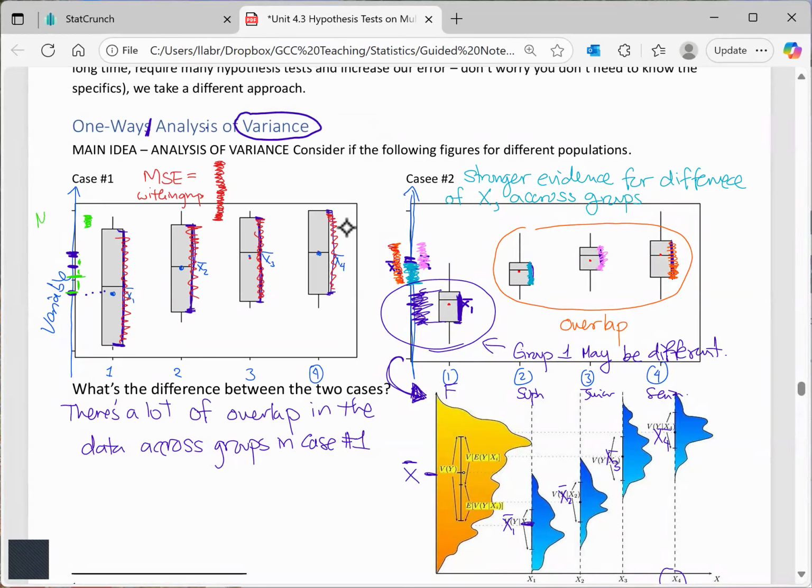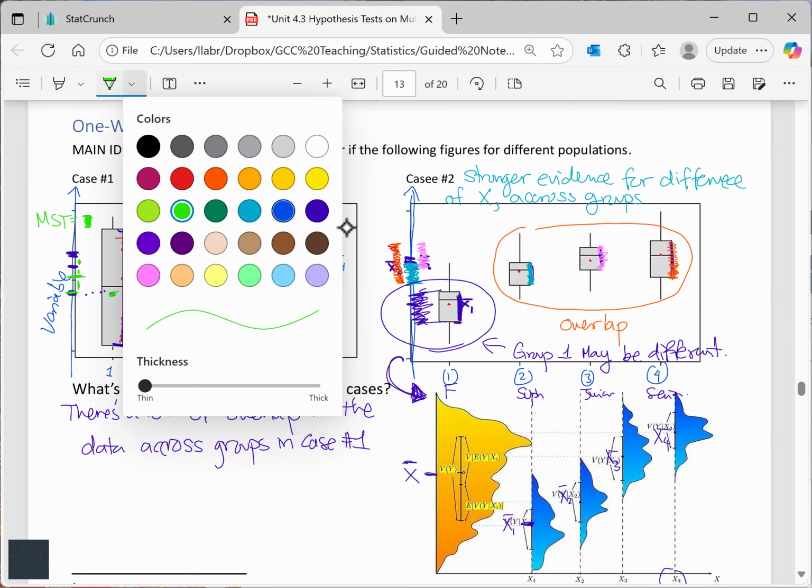So the MST, the mean squared due to treatment, to the different groupings, is this little green guy. So the overall gap in these centers is roughly this green guy. So you can see that the groupings don't really have a big separation here when compared to the overall variability of the group. So if you compare the length in green to the length in red, there really is no significant separation across the different groups. So let's write that down.